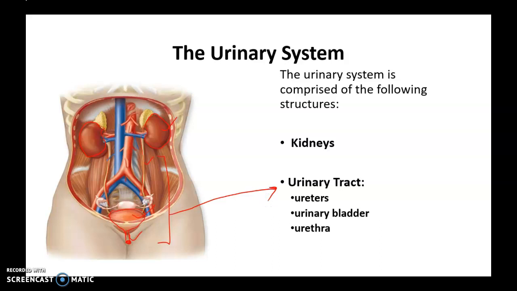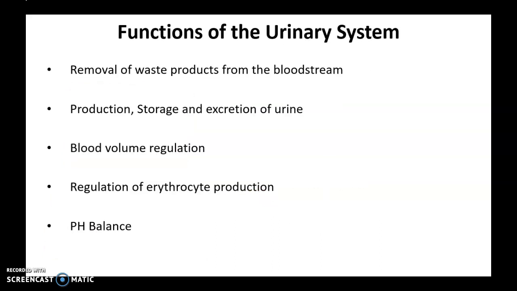All right. So moving on to the basic functions of the urinary system. The first and most important function of the urinary system is removal of waste products from the bloodstream. Your kidneys filter blood to produce urine. So blood carrying all the waste products comes into the kidneys, and the kidneys then filter out all the unwanted toxic waste, nitrogenous waste materials, and form urine. And that's how the blood gets purified.